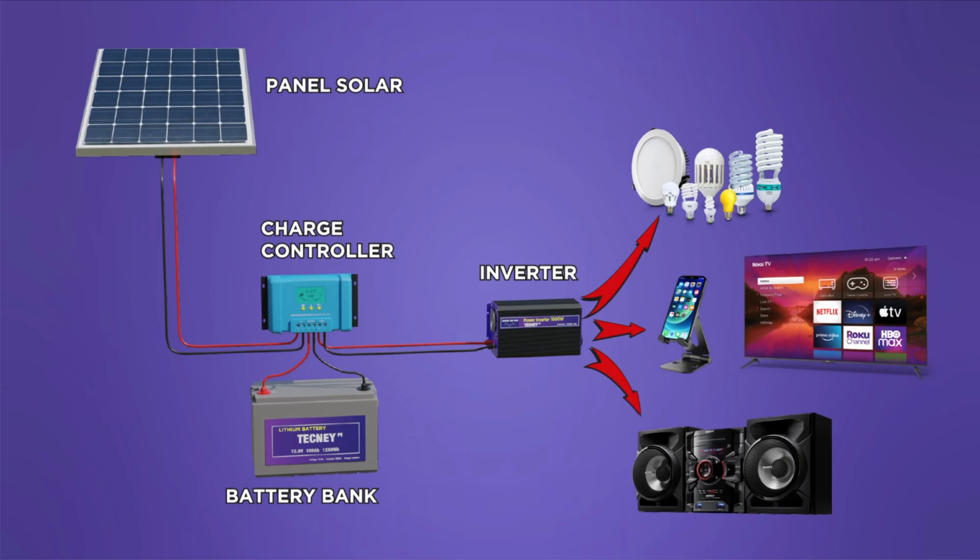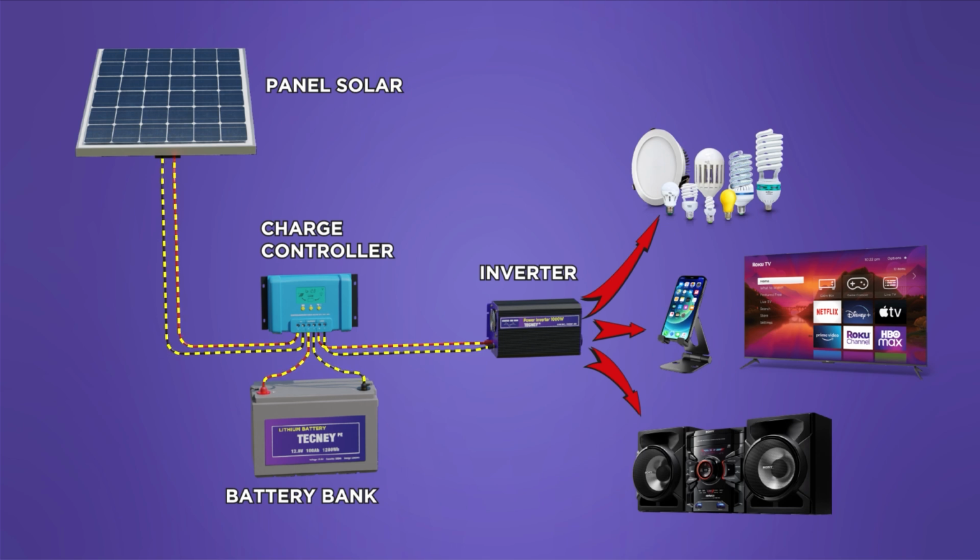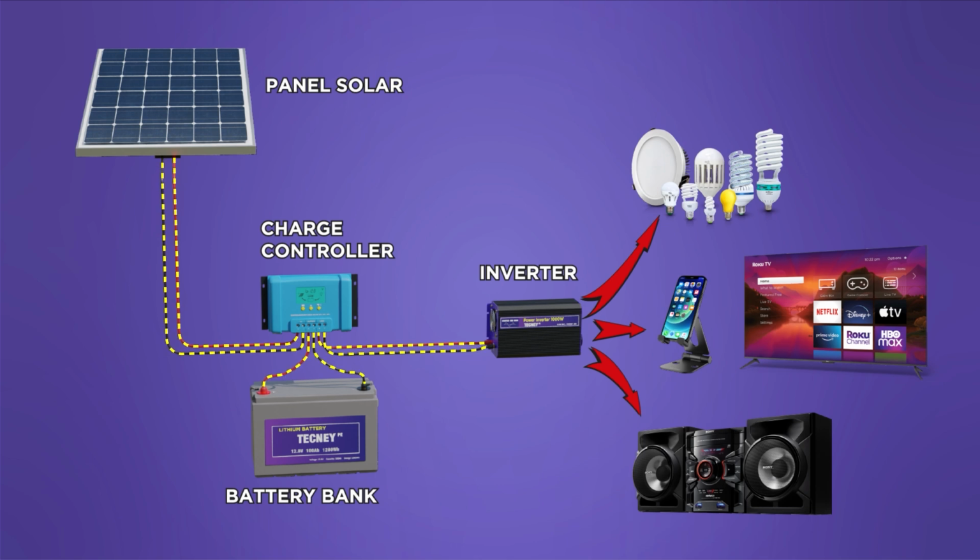So here we have the entire photovoltaic system, where the solar energy is captured by the solar panel, then that energy is stored in the battery to later be used by the power inverter and thus supply electrical energy to different equipment and appliances.